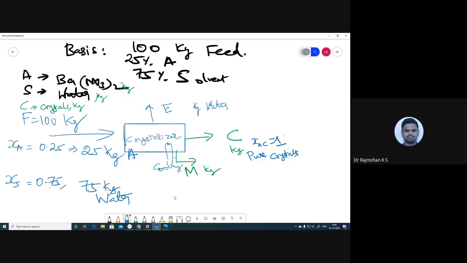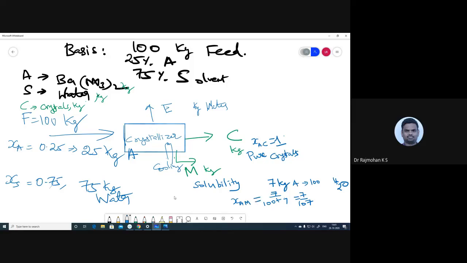Okay. And in mother liquor, what is given is solubility. What is the solubility? Solubility is given as 7 kg of barium nitrate in 100 kg of water, right? 7 kg of solute will be present in 100 kg of water. That is what the mole fraction is? 7 divided by 100 plus 7, equal to 7 by 107, is the mole fraction of A in mother liquor.